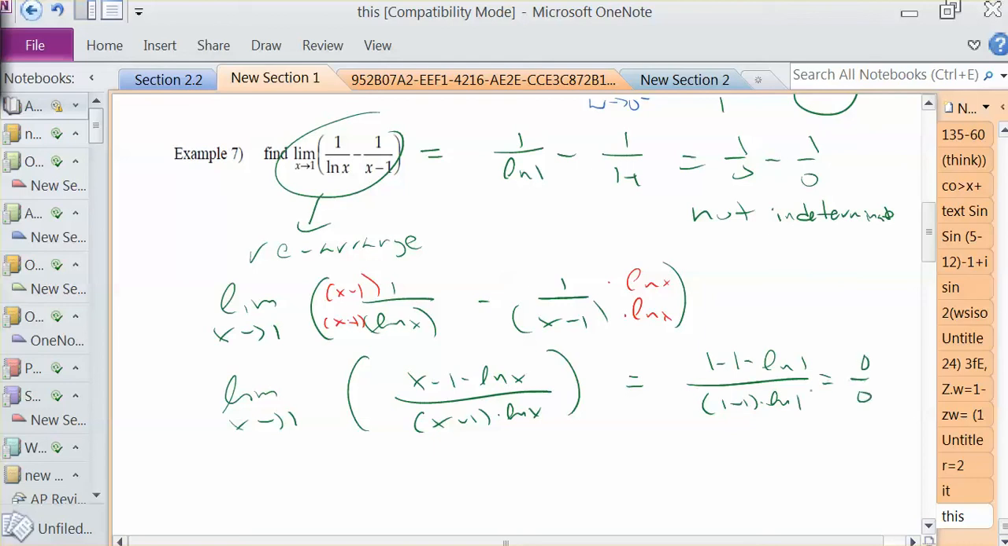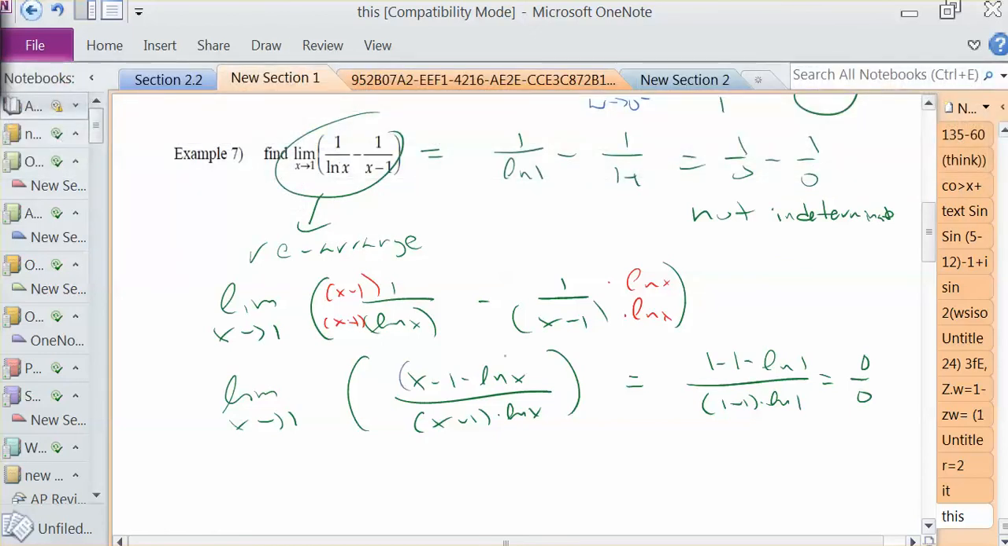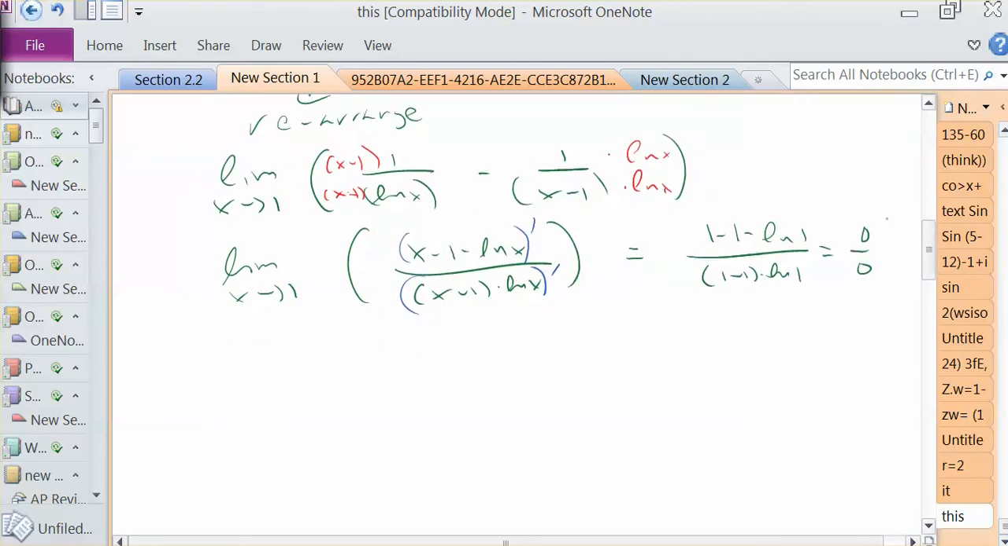So now, with the way I've rewritten the expression I'm taking the limit of, feel free to take the derivative of both top and bottom. It looks like we're going to have to do a product rule at the bottom, but that's okay. You guys should be comfortable with that. Remember, we're doing top and bottom separately, so there's no quotient rule here. So that's 1 minus 0 minus 1 over x. And then using product rule, x minus 1 times 1 over x plus 1 times ln x.